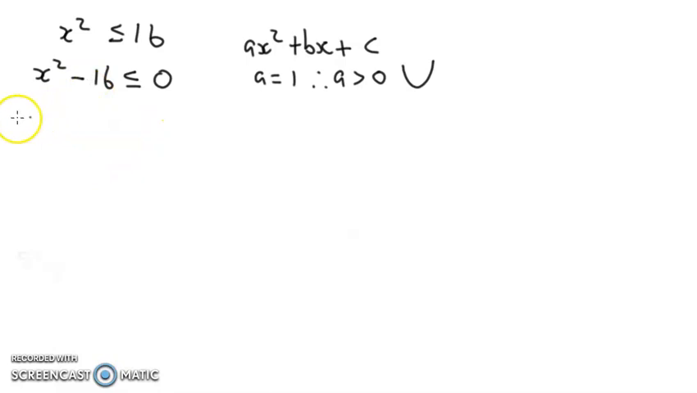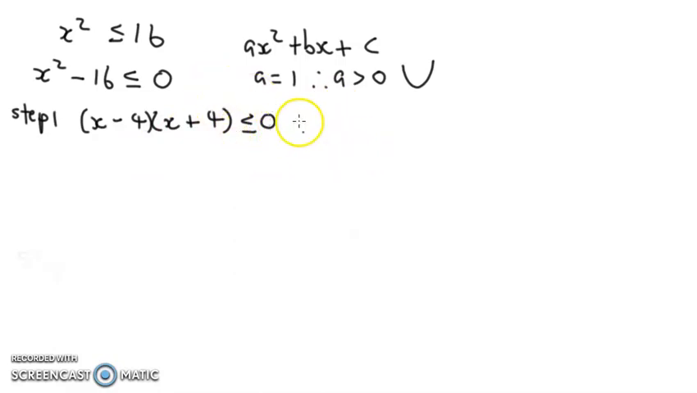So step 1 involves performing factorization. So we can have x minus 4 and x plus 4 is less than or equal to 0. If you don't know how to do factorization, of which I assume you do, you can wait until one of my videos about factorization is available. When it's available, it's going to also appear at the end of this video in the pop-up screen. Okay, so let's continue.